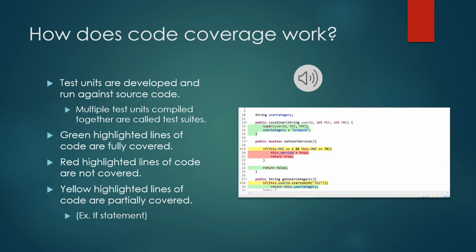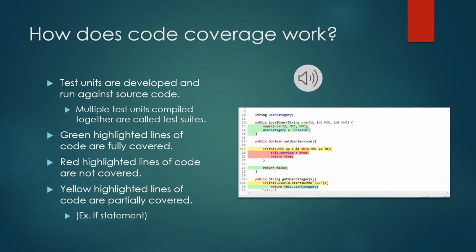So how does code coverage work? A test unit or multiple test units are developed and run against the source code. Multiple test units compiled together are called test suites. When running a code coverage tool after writing a unit test, the tool will use colors to indicate different outcomes of lines of code.